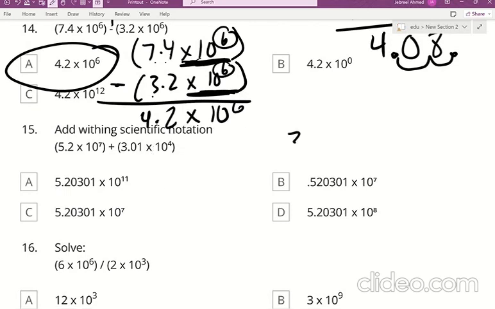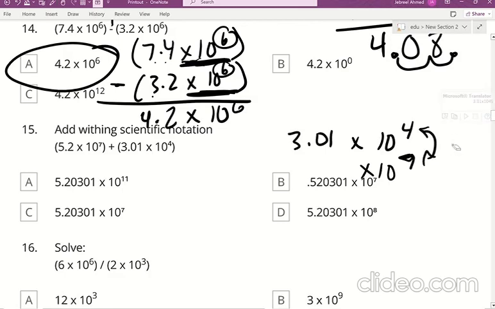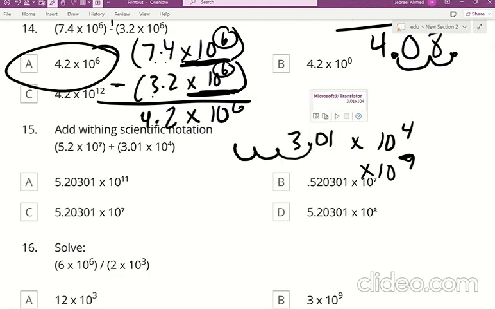I have 3.01 times 10 to the 4th power. If I want to make it times 10 to the 7th power, the difference between 7 and 4 is 3, right? So I have to move my decimal place 3 times to the left. So times 10 to the 4th, times 10 to the 5th, times 10 to the 6th power, times 10 to the 7th power. So I moved it 3 times, so 4, 5, 6, 7.